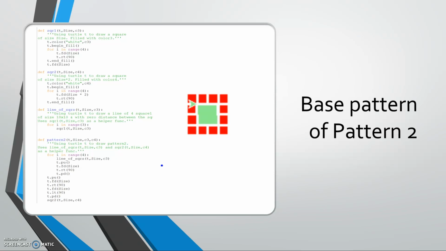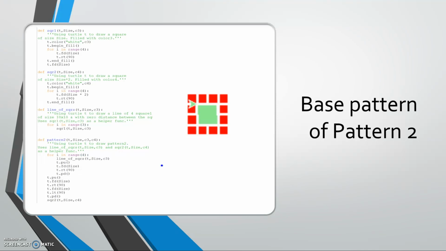And I will talk about there are about 3 patterns consisting of the cube, but we don't have enough time to talk about all 3, so I will just pick one and talk about it. The other 2 are done almost the same way as pattern 2. So for the basic pattern of pattern 2, I wrote 2 functions, which are square 1 and square 2.